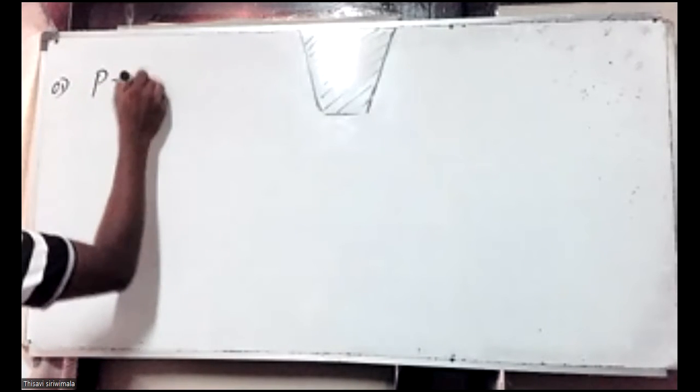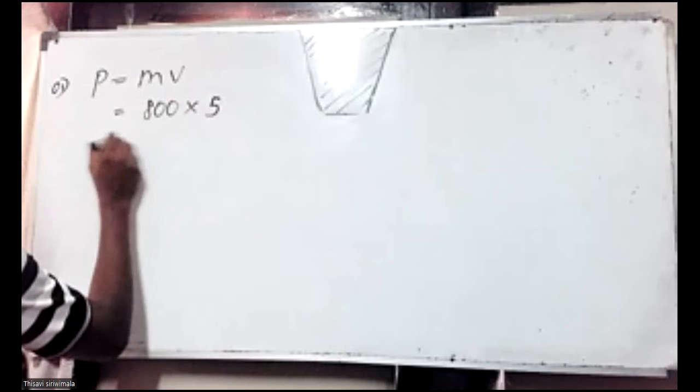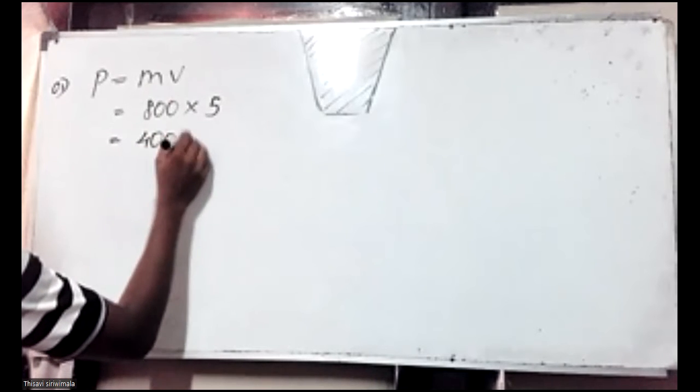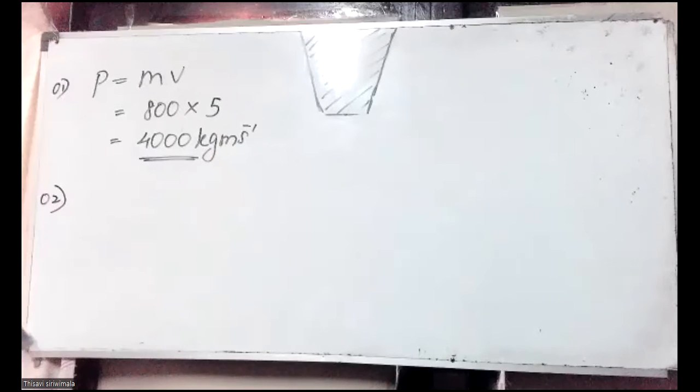Question number 1. The mass of a motor car is 800 kilograms. Find the momentum when it is moving at a velocity of 5. So P equals mv. Mass is 800 kilograms. Velocity 5. 4,000 kgms minus 1.